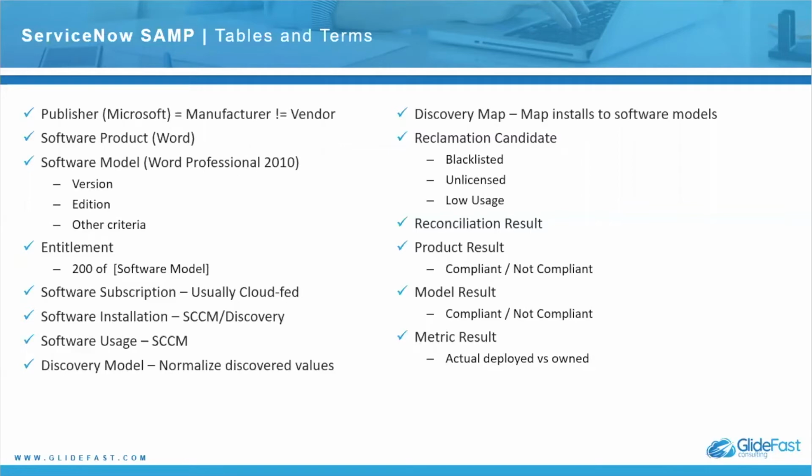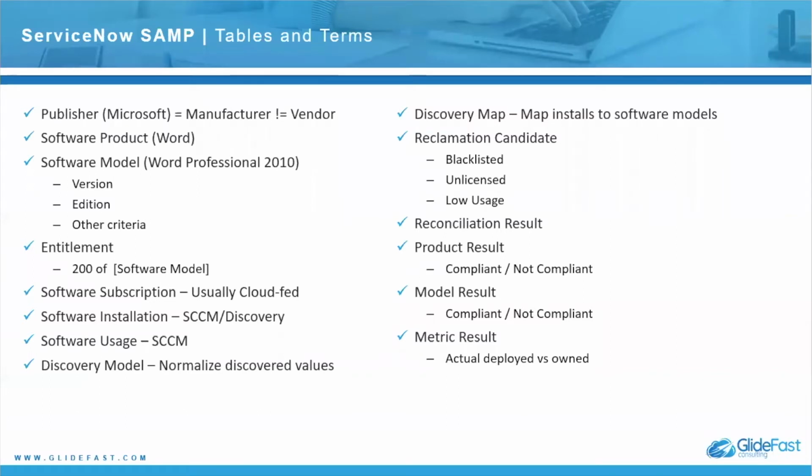The next term you'll hear a lot is an entitlement. So this is essentially the license or how many rights we own. So in the case of our software model, we would say that we have 200 of Word Professional 2010. We have 200 licenses to use Word Professional 2010. That is our entitlement. We also have records that are software subscriptions, typically comes from the cloud integrations for Microsoft and Adobe. We have software installations, which are from SCCM and Discovery. We have software usage we talked about from SCCM.